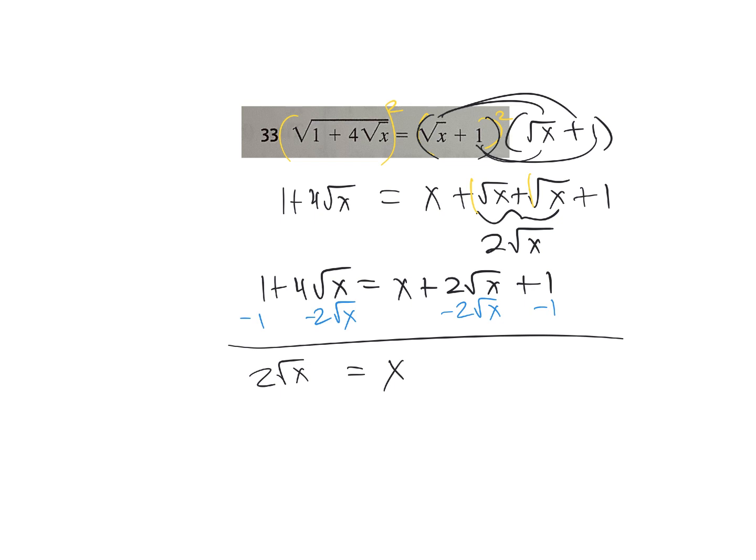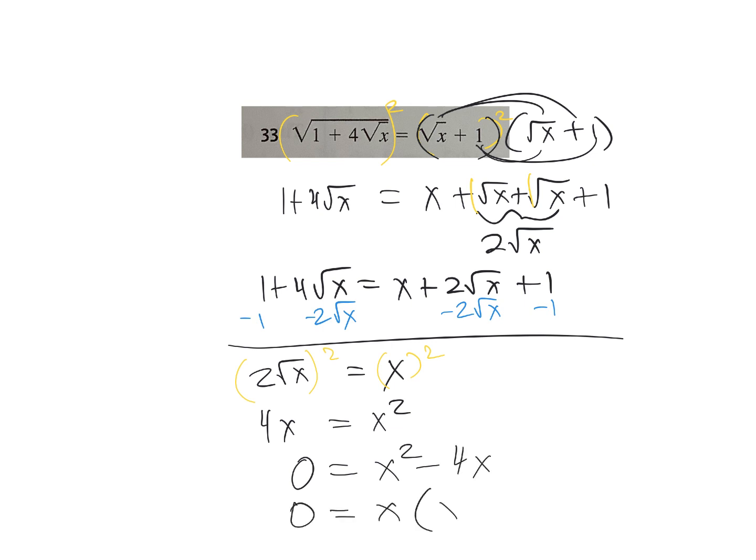Now we square both sides, and we get 4x equals x squared. So subtract 4x to the right, factor out an x, and we get x times x minus 4. So either, don't forget this, x is 0 or x is 4. That one wasn't too bad. And we see that both of them will work.